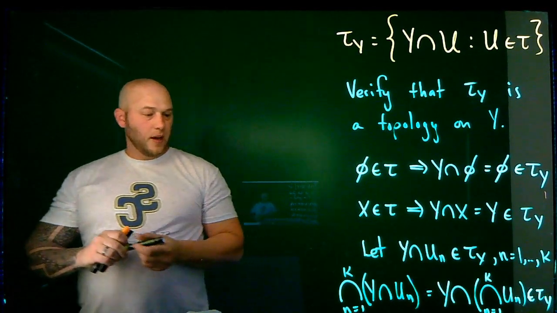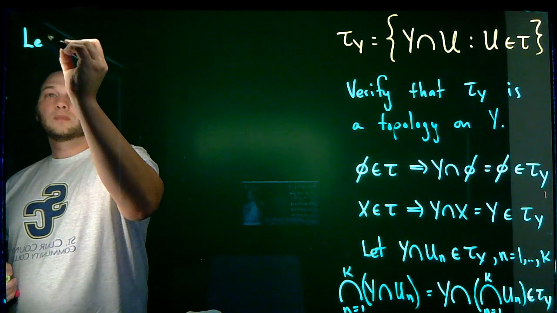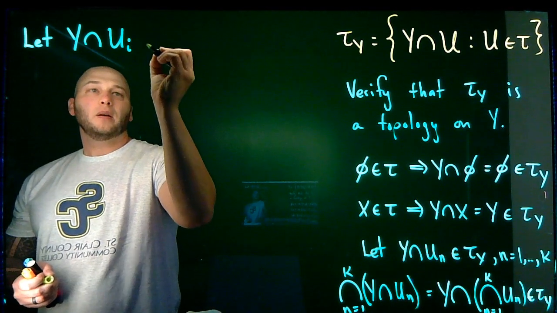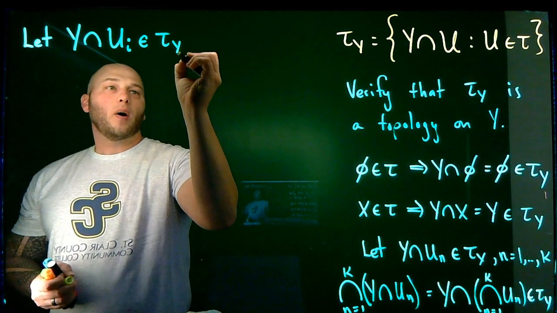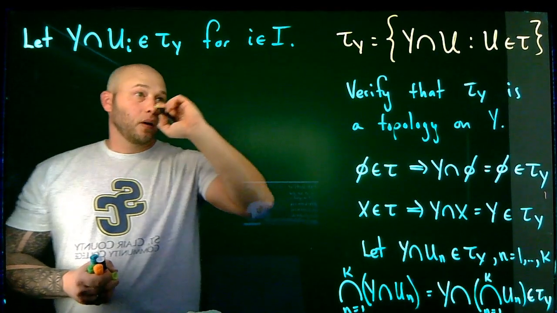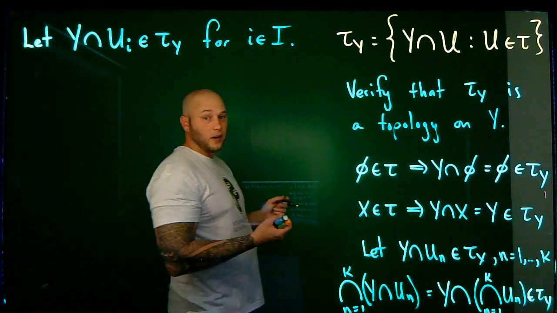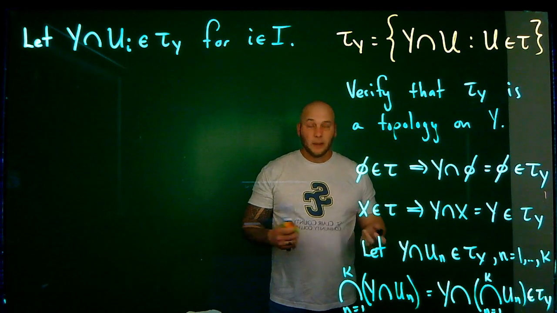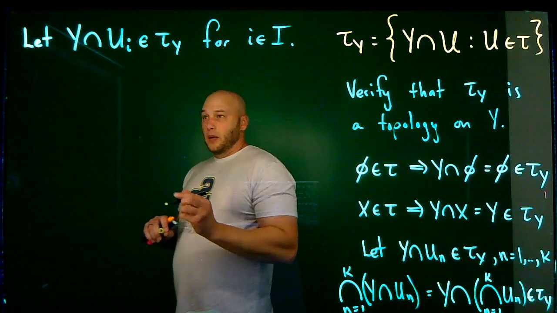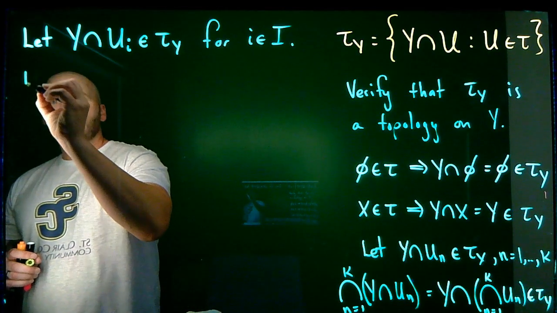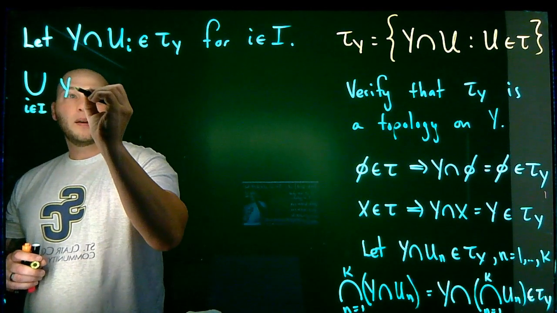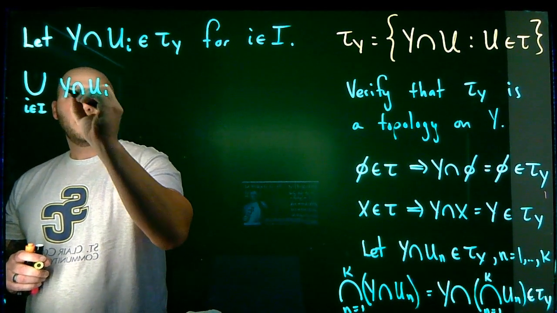So now let's say Y intersect U_i be an element of tau Y for i in I. In other words, capital I is any index set, could be finite, could be countable, could be uncountable, whatever, it doesn't really matter because I need this to be arbitrary. Now I take the union of all of these. So the union for i in I of Y intersect U_i.